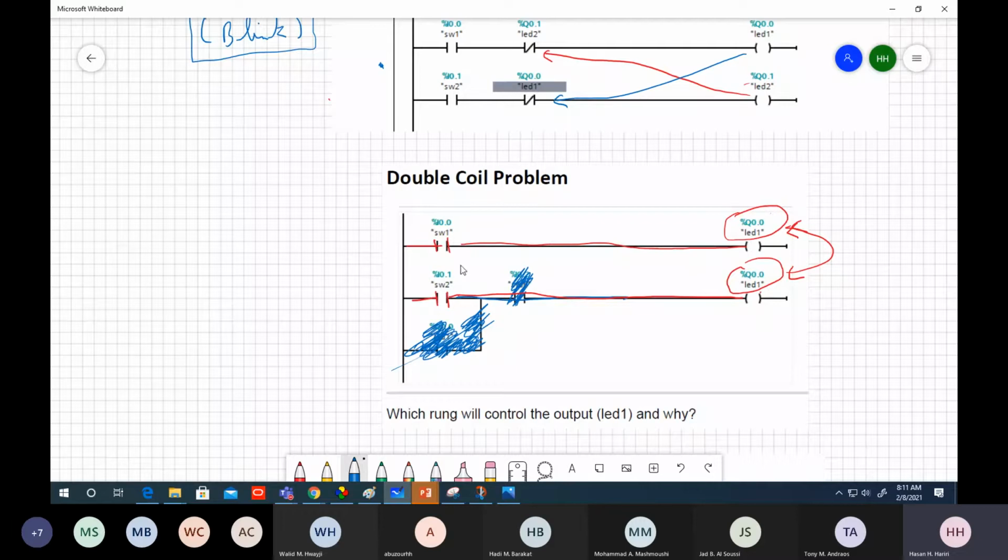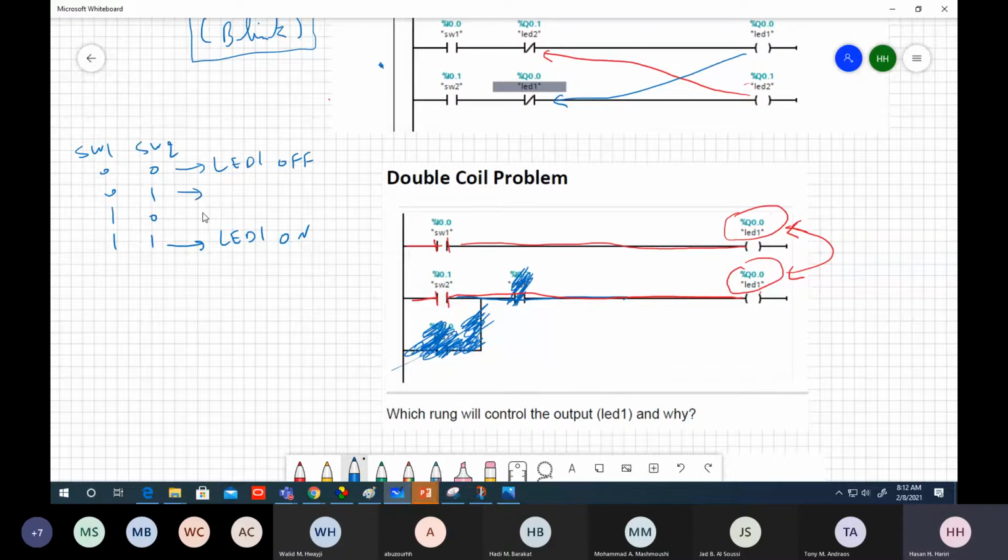It's the same light. I mean, if I close it here and I open here, if the first rank wins, it means the light will be on. If I close both, of course it will be on. But I have four situations for the switches. Switch 1 and switch 2 have four situations: both are 0, or one of them is on, or both are on. If both are on, for sure LED 1 will be on. If both switches are off, of course LED 1 will be off.